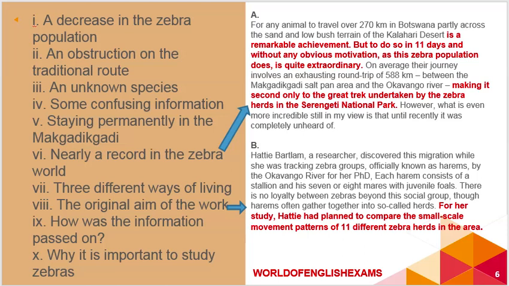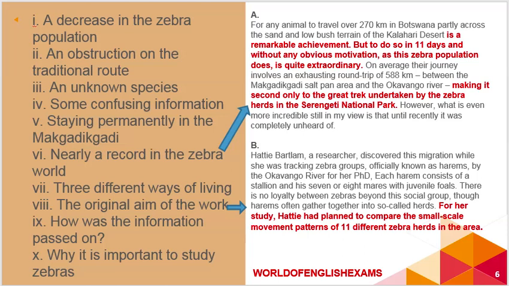Now let me read the passage A. For any animal to travel over 270 kilometers in Botswana, partly across the sand and low bush terrain of the Kalahari Desert, is a remarkable achievement. So the first sentence is telling that if any animal is traveling a distance of 270 kilometers, that too in the terrains of the Kalahari Desert, then that's touted to be a remarkable achievement. Which is something similar to a record.